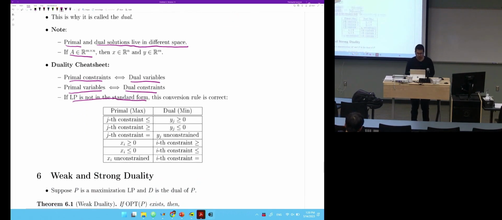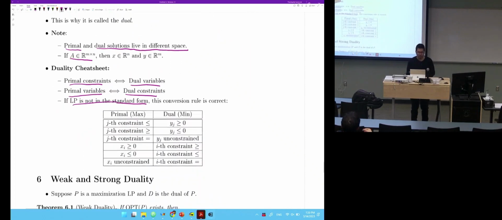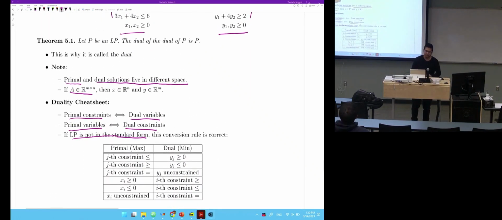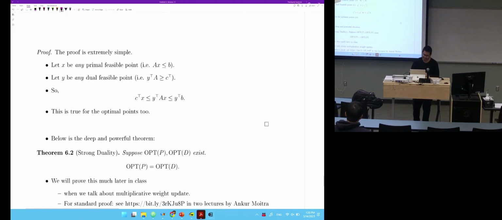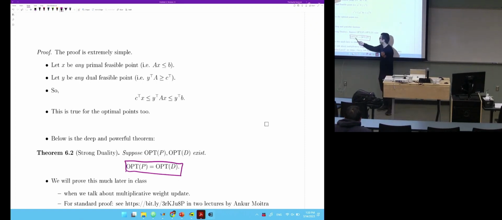Okay, so I am out of time. So next time, we're going to show the relationship between these two programs, primal and dual. This is actually a tight relationship. And let me spoil it for you, actually. They are always the same. The primal is a maximization problem, the dual is a minimization problem, but they will meet at the same point. So that's what we do next time.